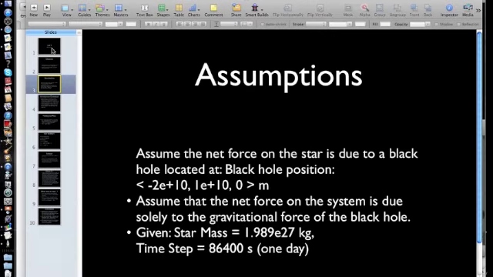The assumptions we start with are that the net force on the star is due to a black hole located at the x component negative 2e10, the y component 1e10, and the z component 0. Assume that the net force on the system is due solely to the gravitational force of the black hole, and we are given that the star has a mass of 1.989e27 kilograms, and the time step is 1 Earth day, which has 86,400 seconds.